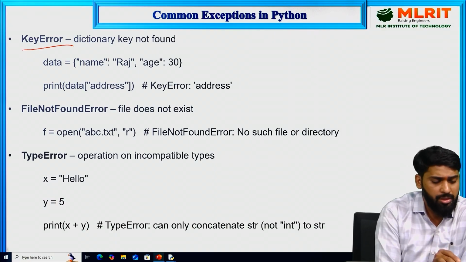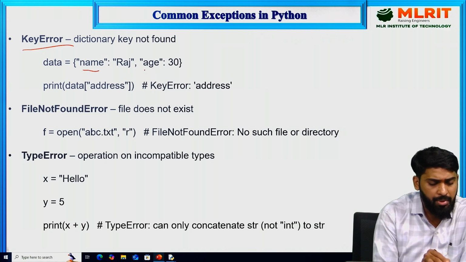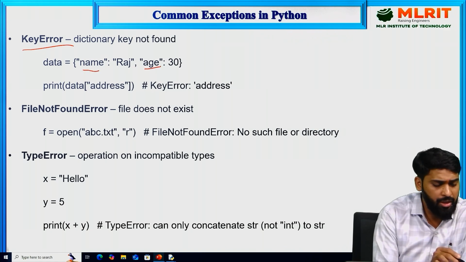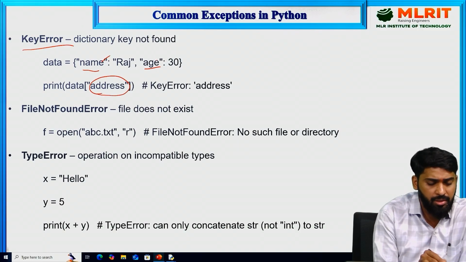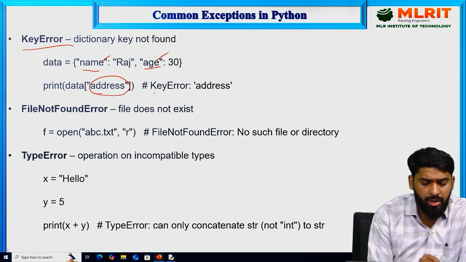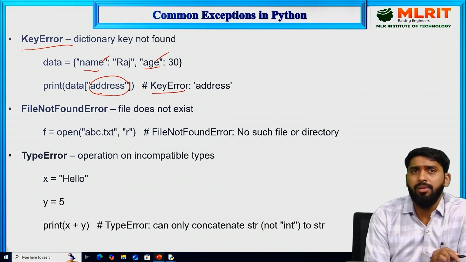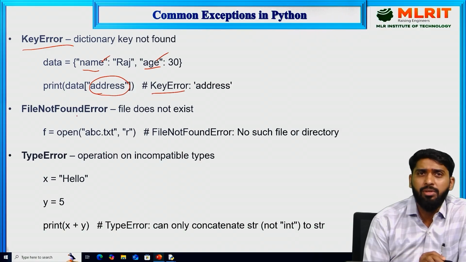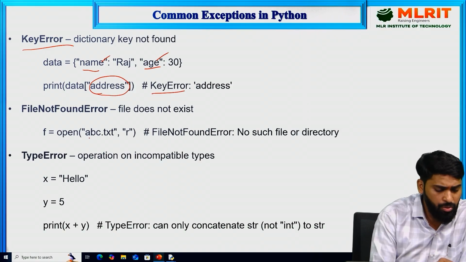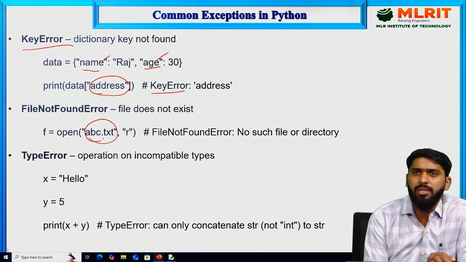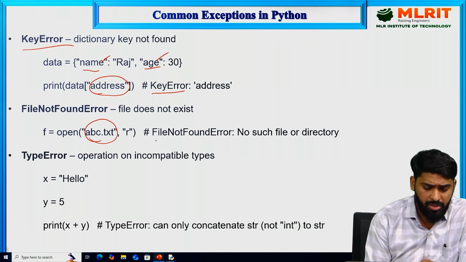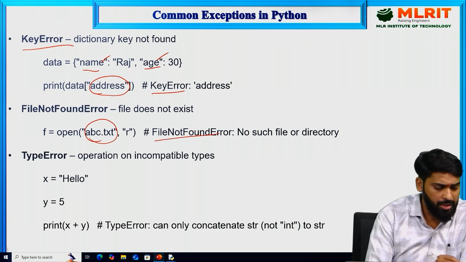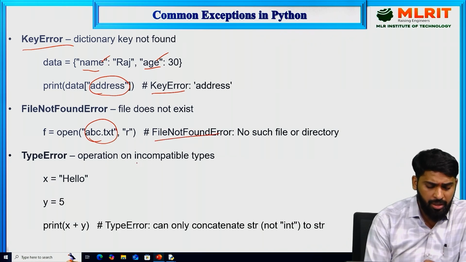So this is a dictionary with name and age as keys, but here I am trying to print the key address. Address is not present in the dictionary data, so it returns an error, KeyError. Next, FileNotFoundError, where the file does not exist. Here I am trying to open abc.txt, which is not present in my system, so it returns a FileNotFoundError.